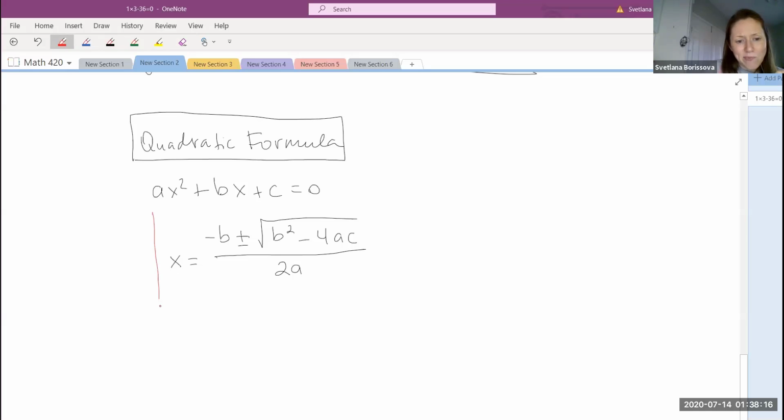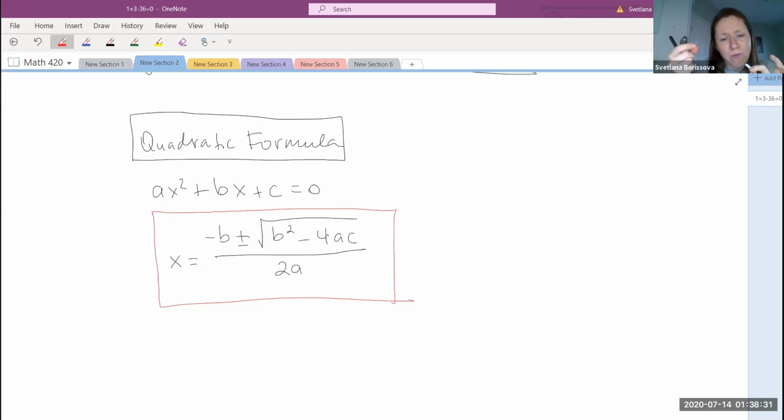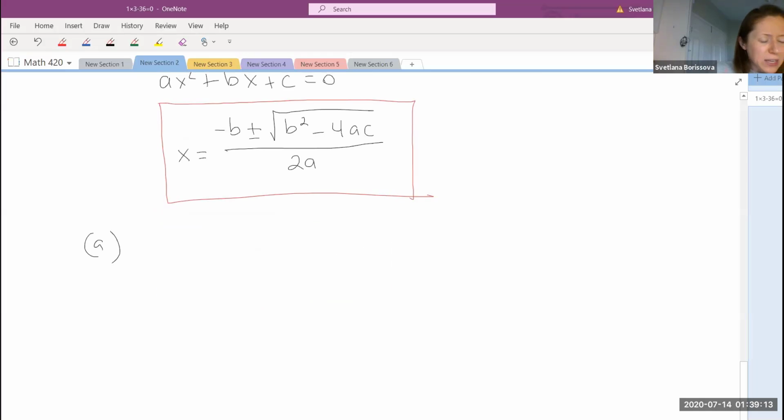And as I said, it has a lot of things going on, but if it's in front of you, then what you have to do is just simply take a, b, and c, throw those numbers into the formula, so replace each letter with the right number, and then simplify, and you will end up with a solution. So the first example: x squared minus 10x plus 16 equals 0.